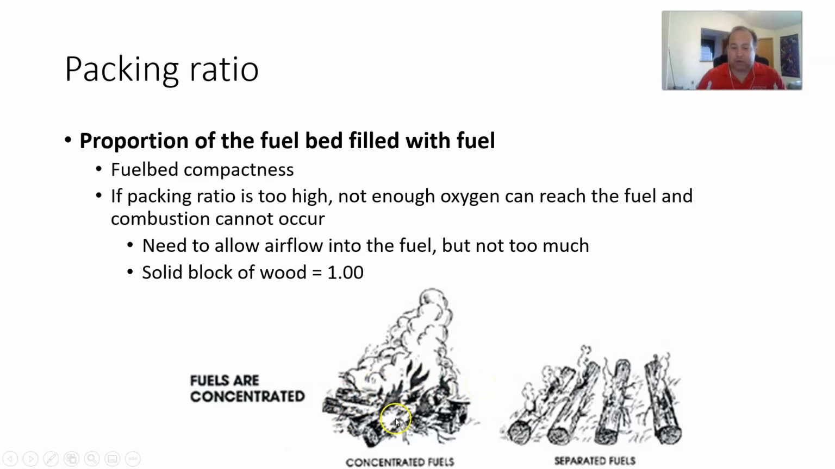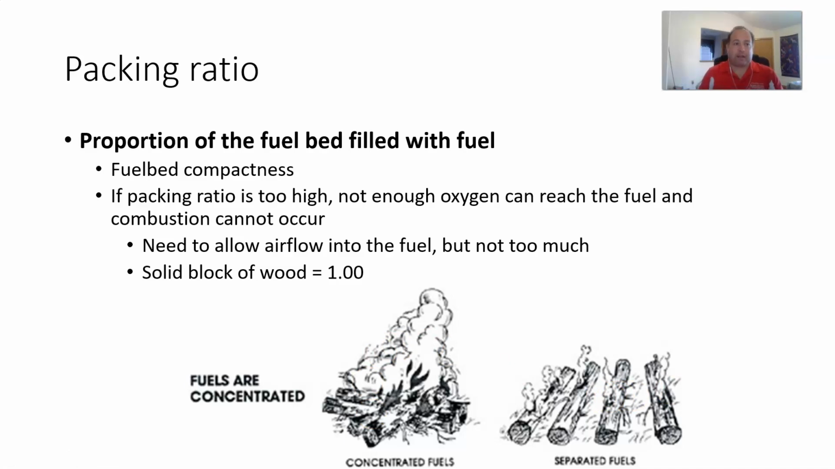So if fuels are next to each other, it's easier for fire to transfer from one place to another. If it's separated like this, it's much harder because it takes much more effort, much more heat, much more oxygen to be able to pull that fire along. Whereas if the fuels are all right next to each other, that's not that hard.